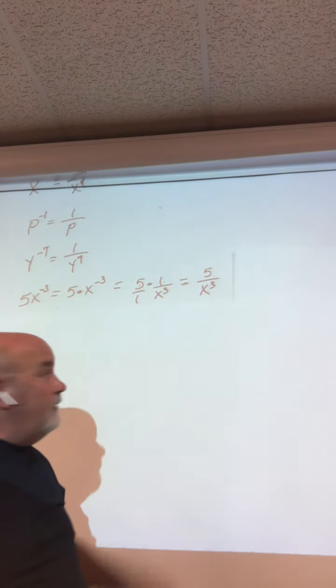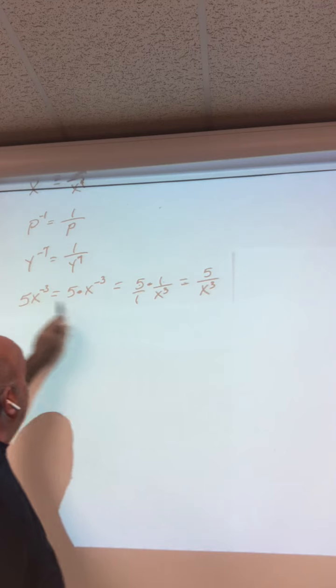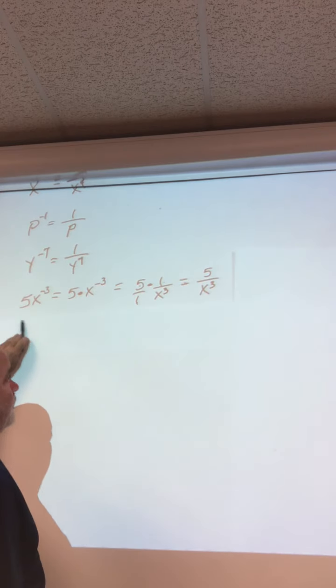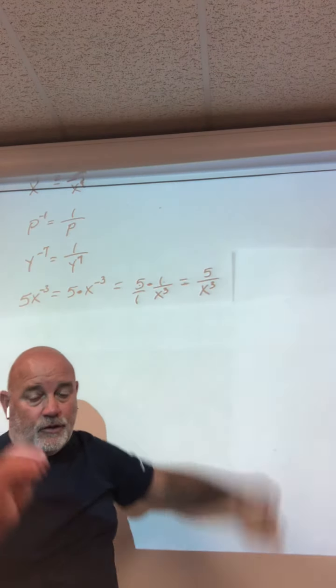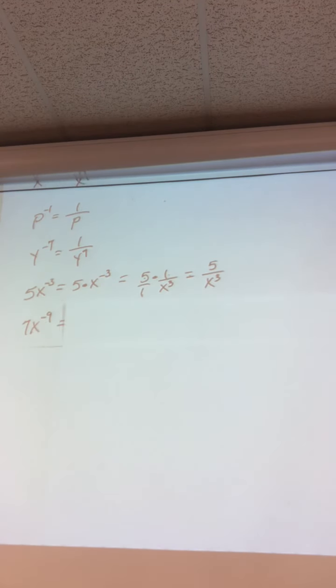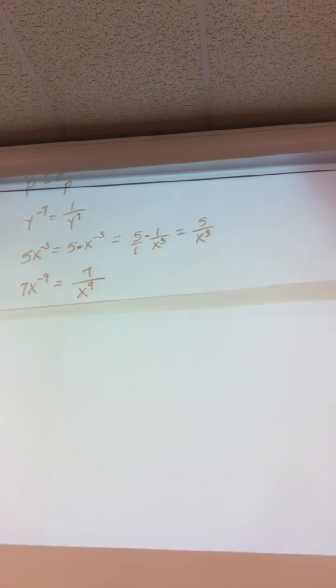Now, if you look at this, you can see a much quicker way to do this without putting all this in. If it's 5 times x to the negative 3, if it's multiplication, you can just carry that to the denominator. You can do that if it's multiplying. So, what would be a quick way to do 7 times x to the negative 9? It would just be 7 over x to the 9th. Okay?